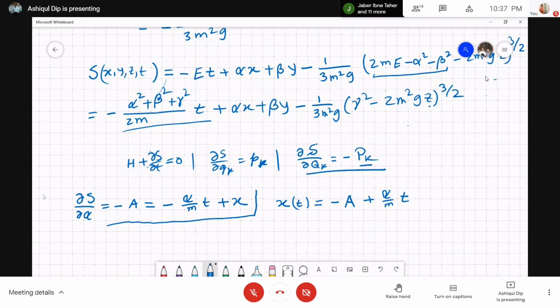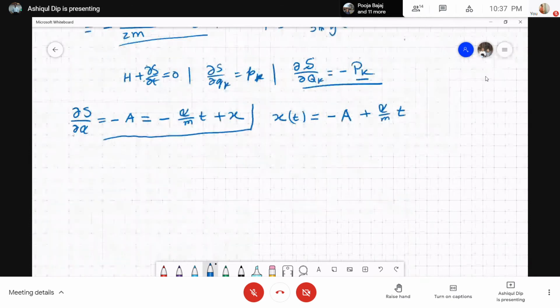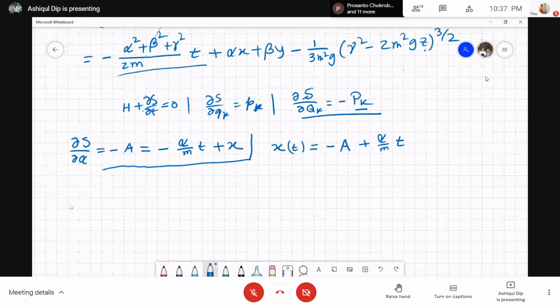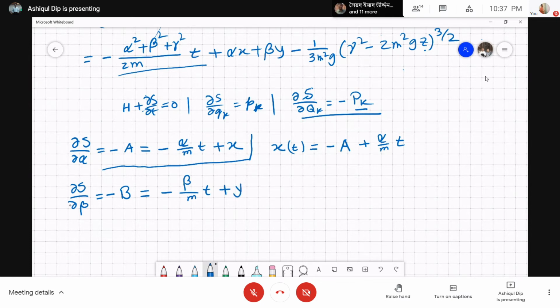So what happens when we take the derivative with respect to beta and set it to be constant? We will get similar equations as we got for alpha. Let's set it to be big beta. Then we get negative beta by m times t, plus y. So it gives you y as a function of time to be negative beta plus small beta by m into t.